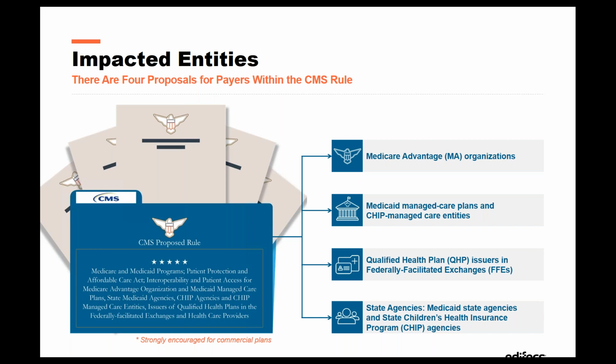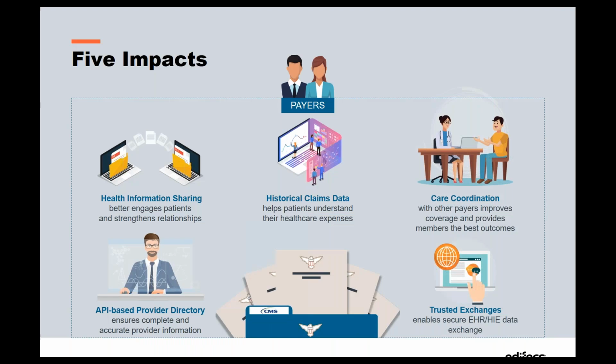You put the infrastructure down, it's reusable. So what's the 5 impacts? Health information sharing. We've got to make better engagements with the patients and strengthen those relationships. Got to make sure that historical claim data is available and is in a format that it can be used. Care coordination with other providers, other payers, improving coverage and outcomes for members. So really the coordination between the other entities in this ecosystem.